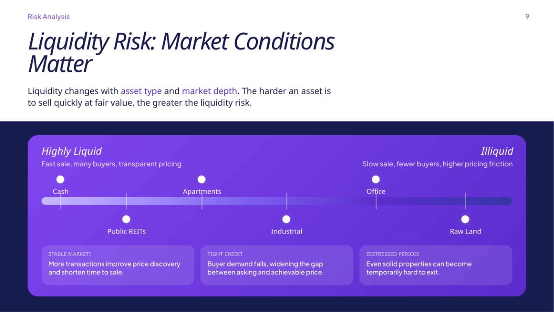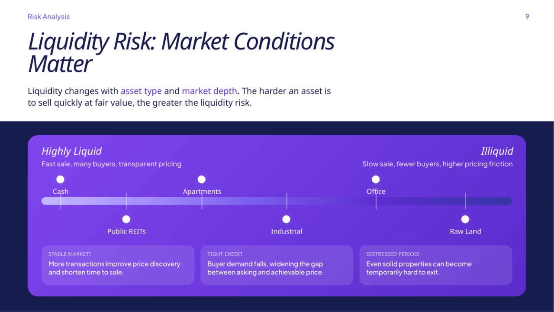For example, cash is the most liquid asset, followed by public REITs, which are relatively easy to trade. Apartments and industrial properties come next, while office buildings and raw land tend to be less liquid. Market conditions influence this too.